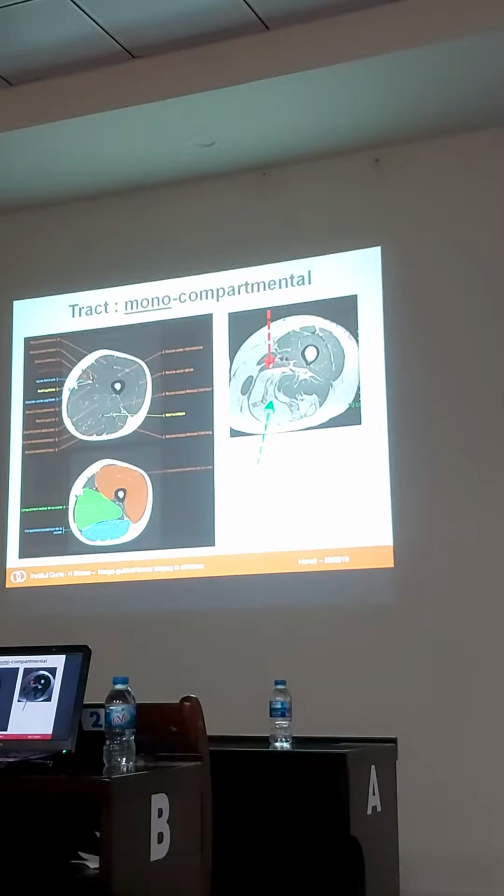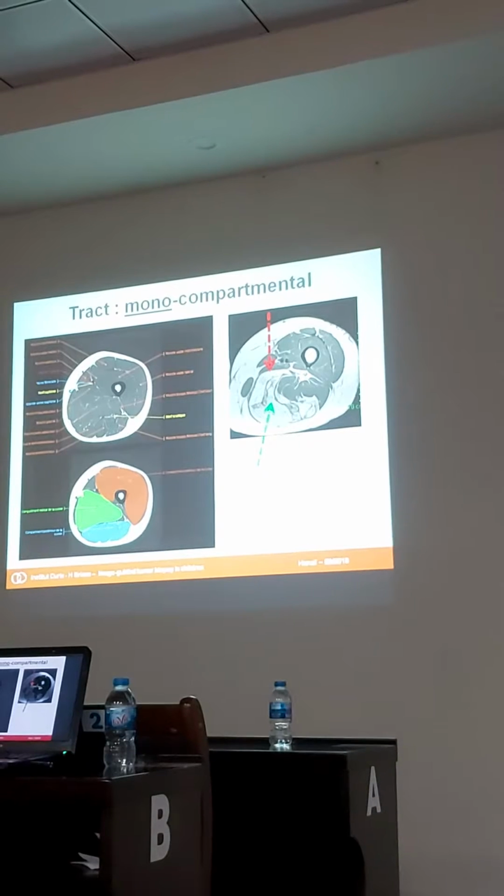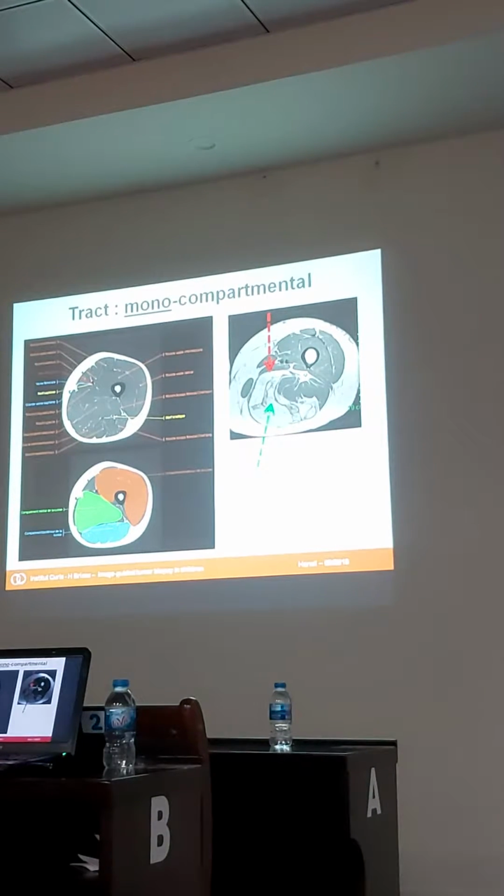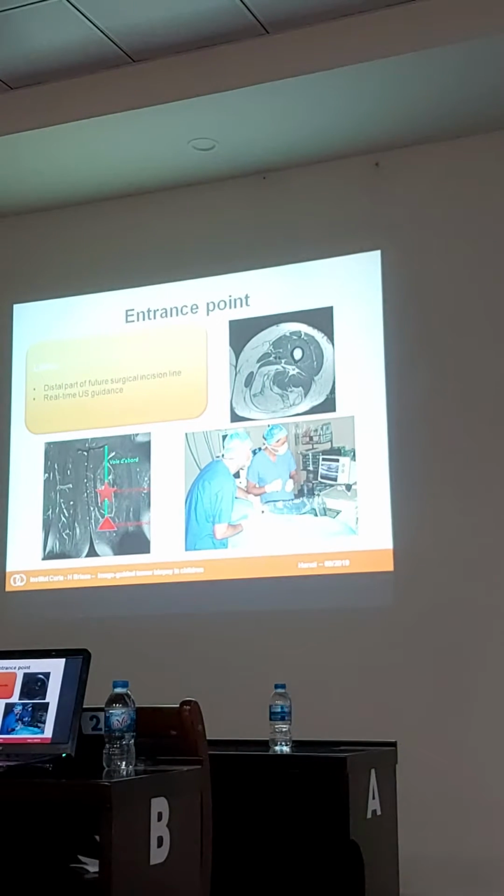pathway. Here are the vessels, and this is the anterior compartment. So the good pathway is posterior and medial to go here in the tumor directly. And the surgeon will use the same approach. The surgeon will cut the skin here to remove the tumor.